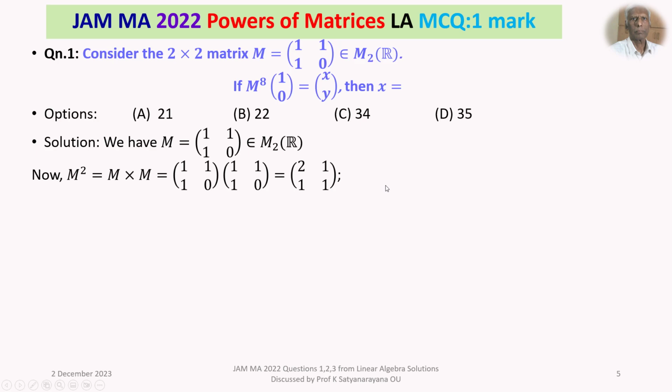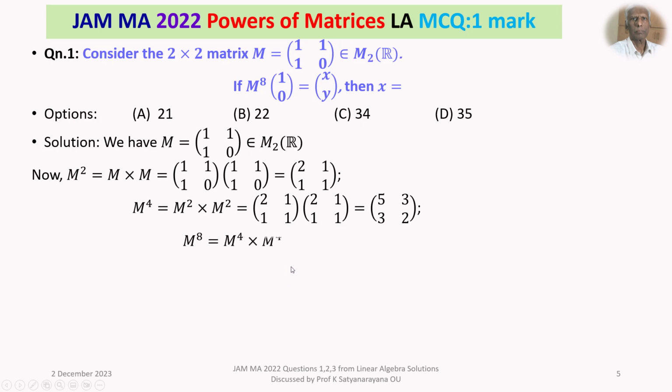M power 4, M square multiplied by itself will give you 5 3, 3 2. M power 8, we get multiplying M power 4 with itself. Then we get M power 8 as a 2 by 2 matrix, 34 21 first row, 21 13 second row.